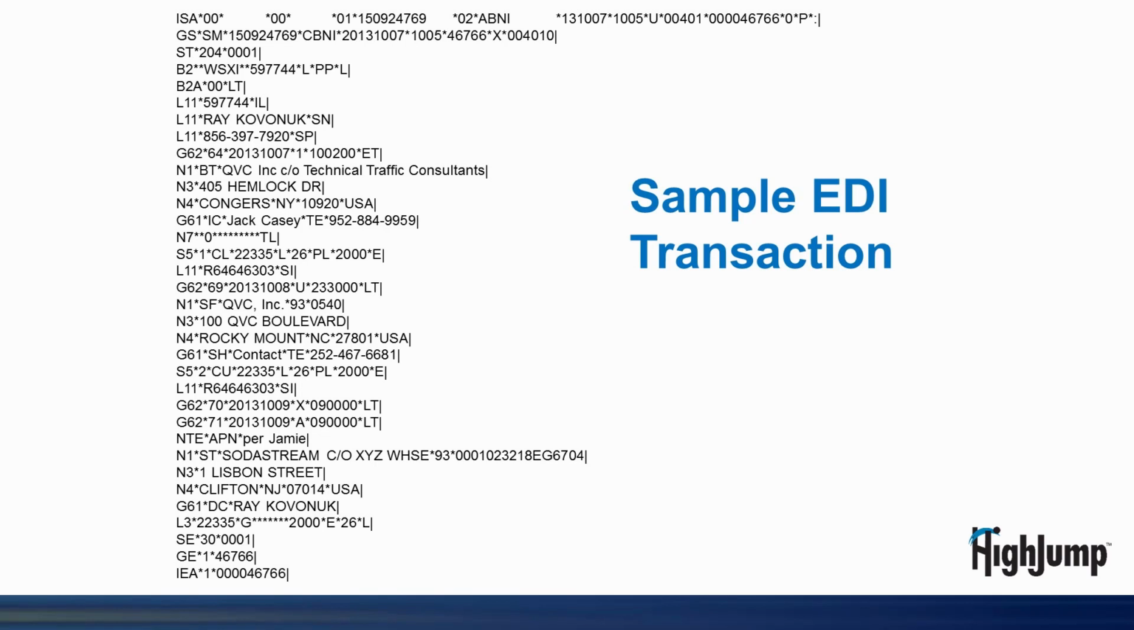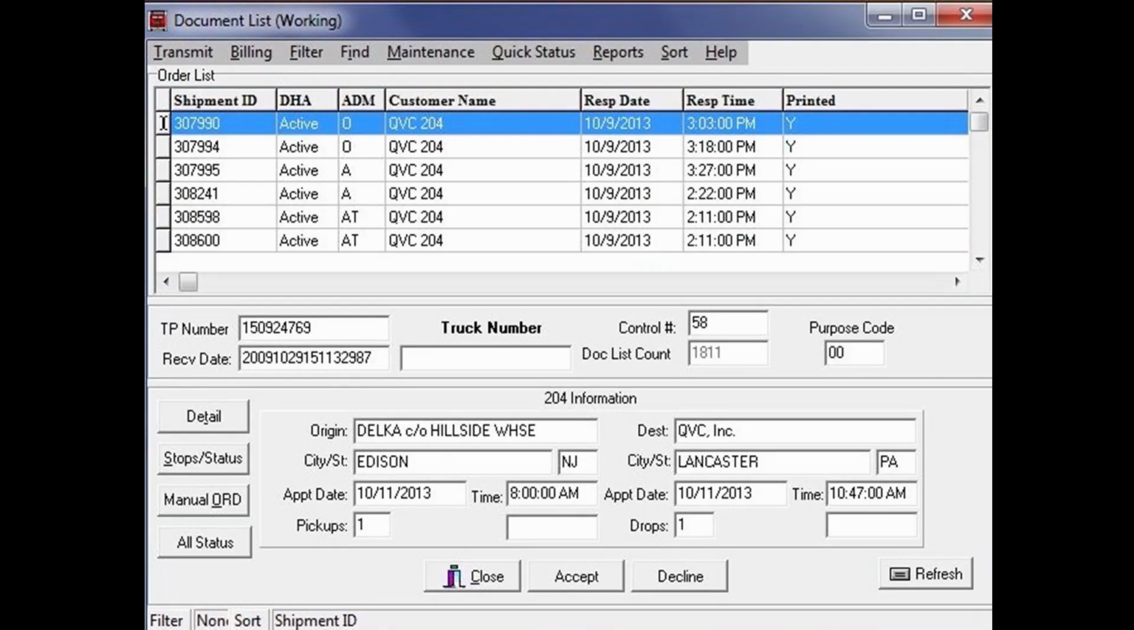You'll first see the EDI load tender in Transport Gold after being alerted via a small pop-up window on your desktop. The document list screen shows what load tenders have arrived for your review. Highlighted here is an original load tender, which shows as O for original, with the details of the load listed below. You can see the origin and destination, dates, times, as well as the number of pickups and drops.